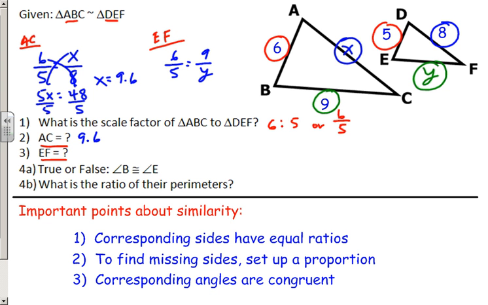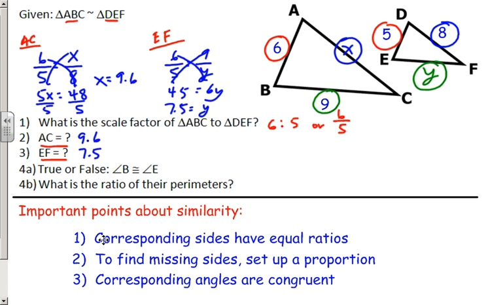If you look at the other ratios and the other proportions, they all go big to small also. So then I'm going to cross multiply and divide. 6Y equals 45. 45 divided by 6 gives me 7.5. So I just found EF was 7.5. All right, and that's how you find missing sides in similar figures.